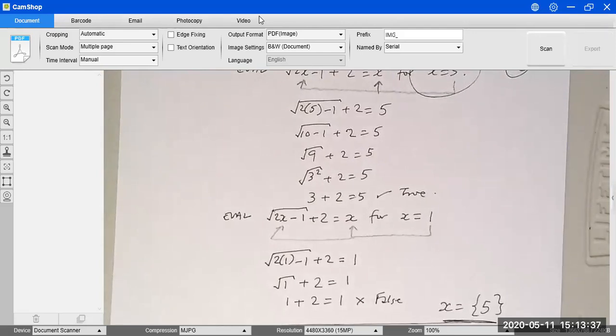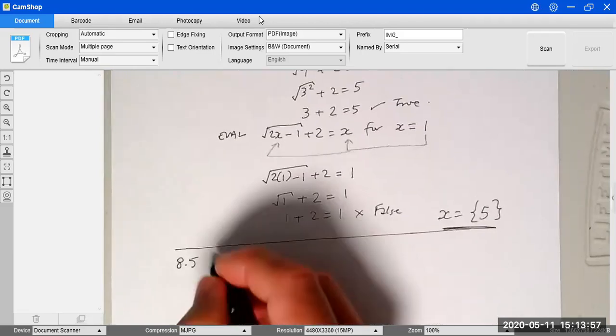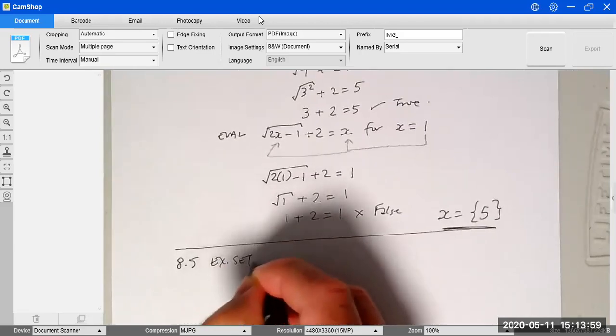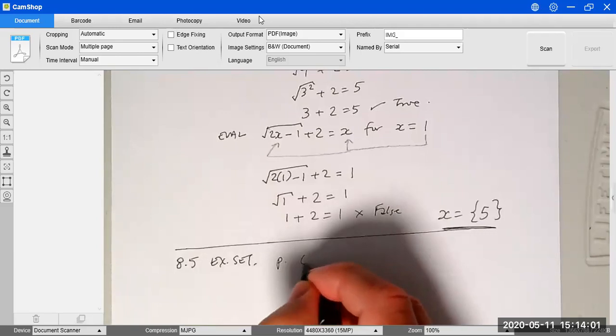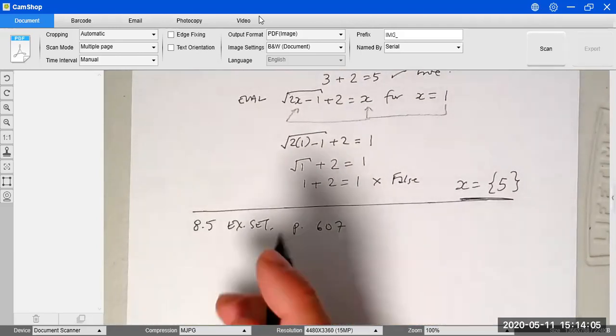So now you're going to solve some radical equations. You're going to submit your work either by using the chat box now or later by submitting your work through Canvas. So this is from the 8.5 exercise set on page 607. So these are the problems that you're going to solve.